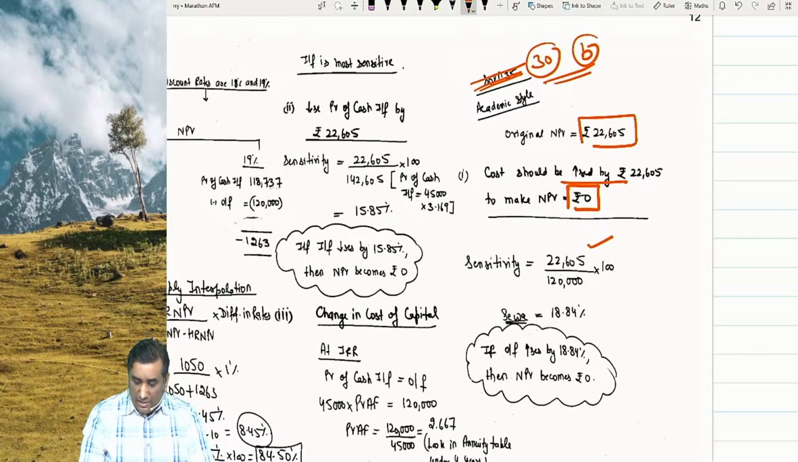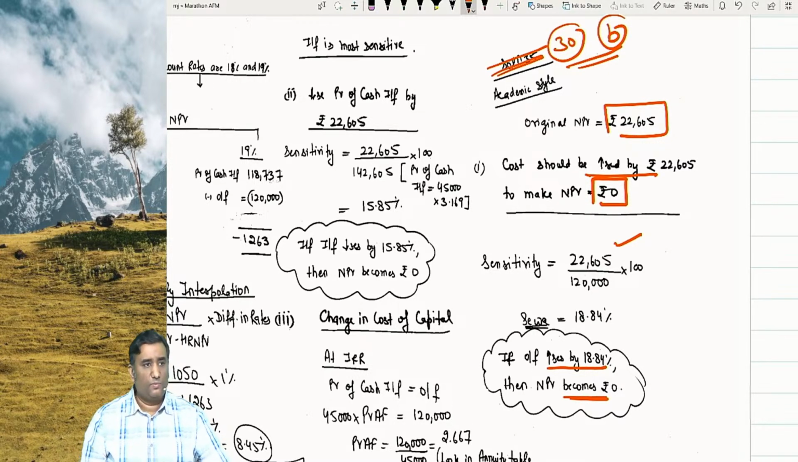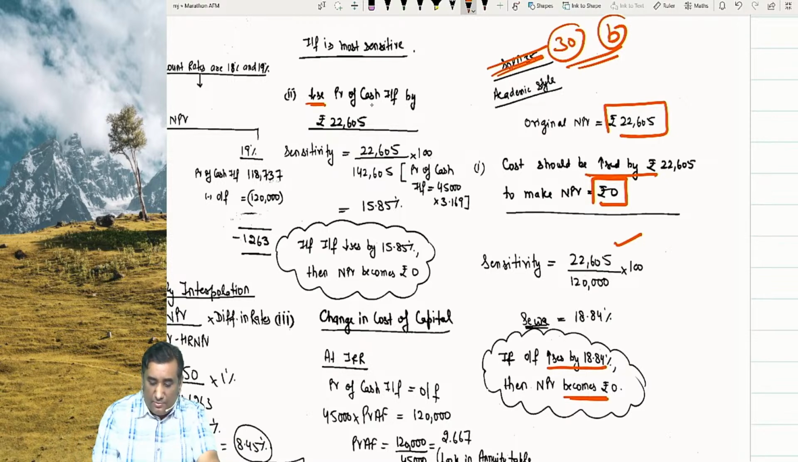18.84. Now I have written in the answer part also, if outflow increases by 18.84, NPV would become what? 0. Then, sir, let's talk about the inflows. Inflow, since every year is 45, it has to be changed in present value terms. Decrease in present value of cash inflow by what?